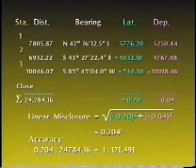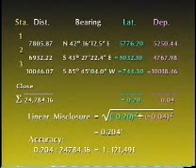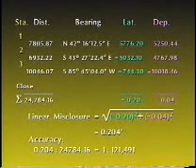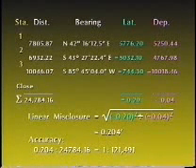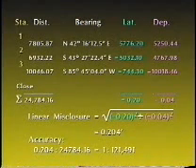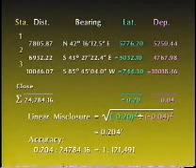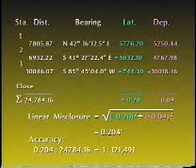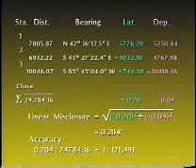In the next example, we have calculated the values needed to compute our traverse closure. These are the summation of horizontal traverse distance, the latitude and departure misclosures, the linear misclosure, which equals the square root of the sum of squares of the latitude and departure misclosures, and the traverse closure accuracy ratio, which is equal to 1 over the quotient of the summation of horizontal traverse distances divided by the linear misclosure.